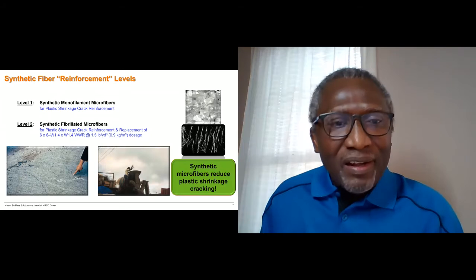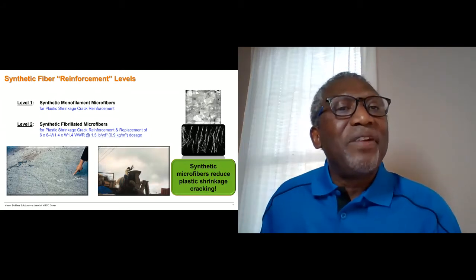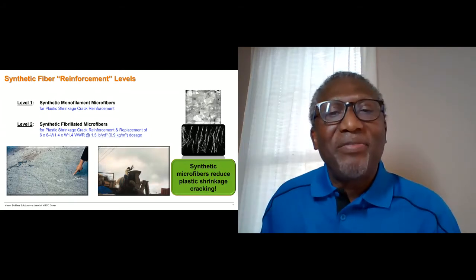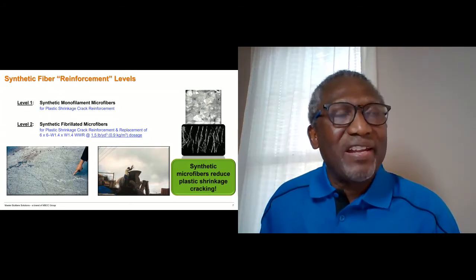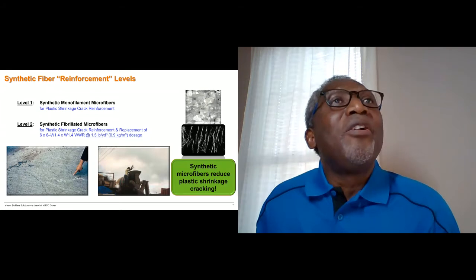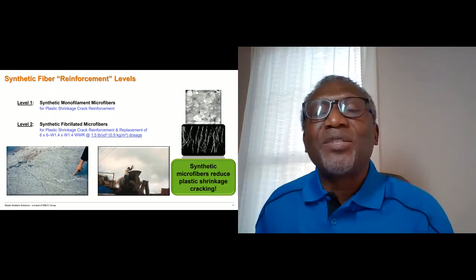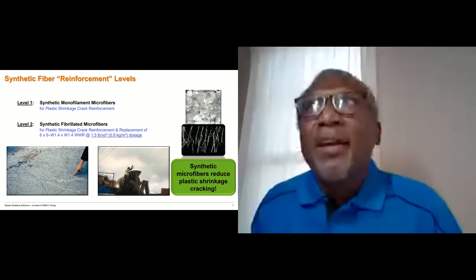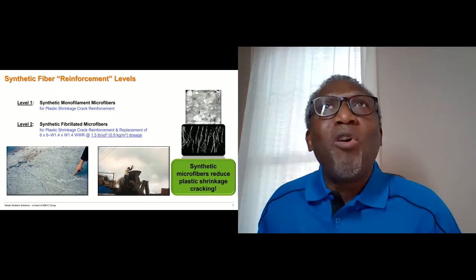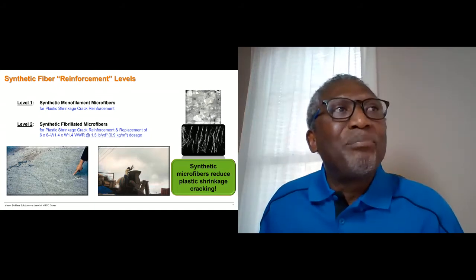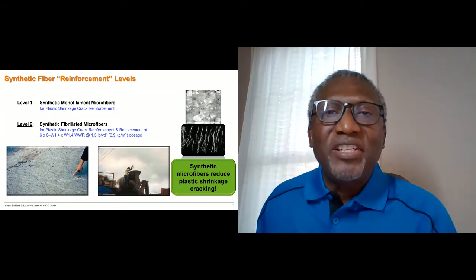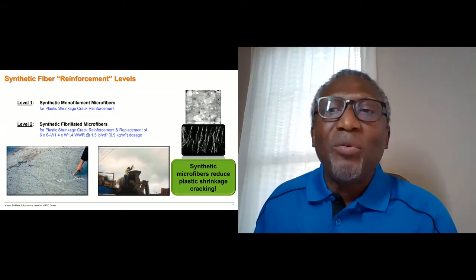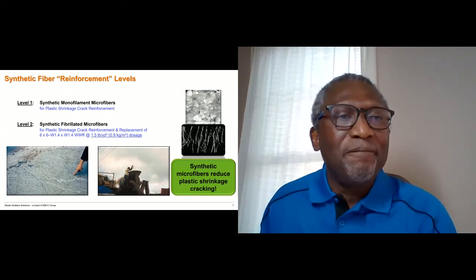Now, I did say that the fibrillated and the monofilaments, the microfibers, are used primarily to protect against plastic shrinkage cracking. And as we know, plastic shrinkage cracking occurs when we have a situation where the bleed water on the surface of the concrete evaporates at a rate that is faster than the rate at which the bleed water is being brought to the surface of the concrete.